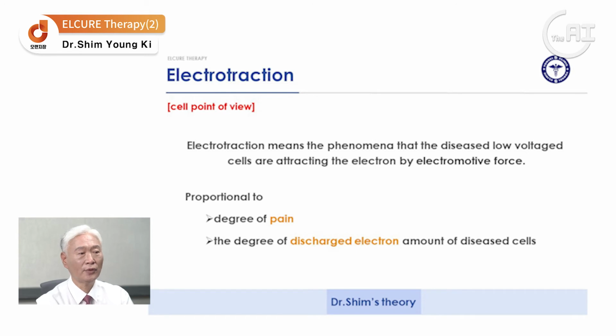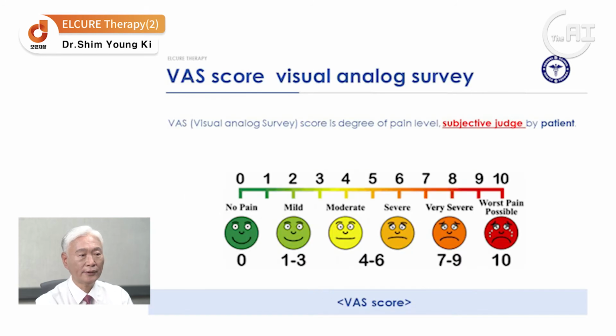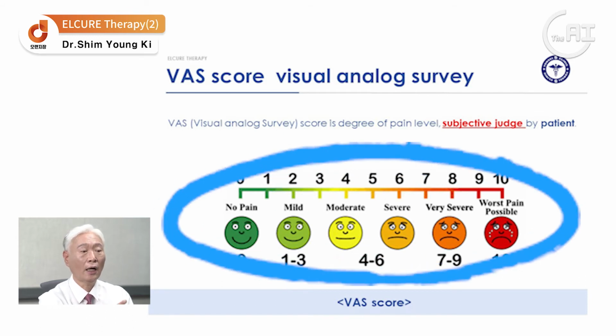Electrotraction, from the cell's point of view, is attracting electrons from the device. It is a similar concept between electrofriction and electrotraction. Many pain clinics ask the patient to look at this chart and say which level their pain is.